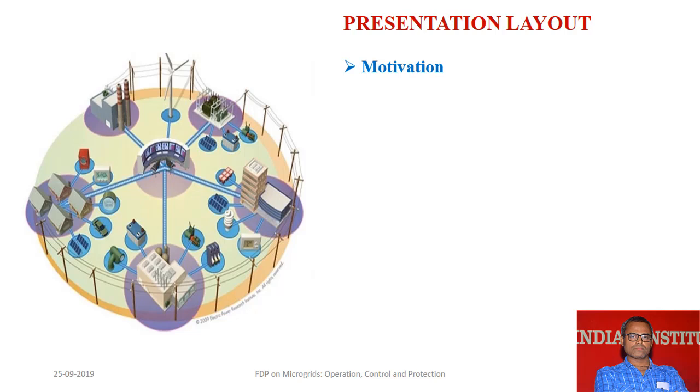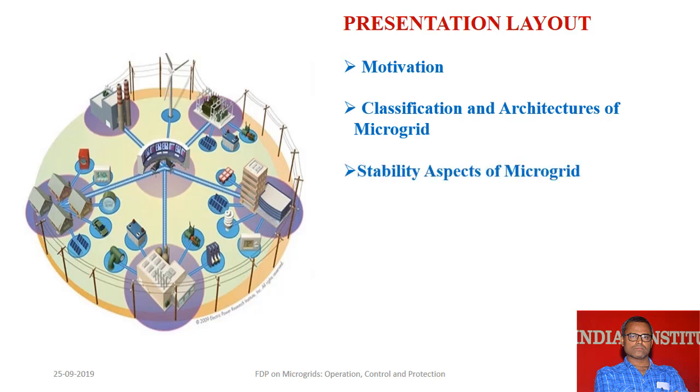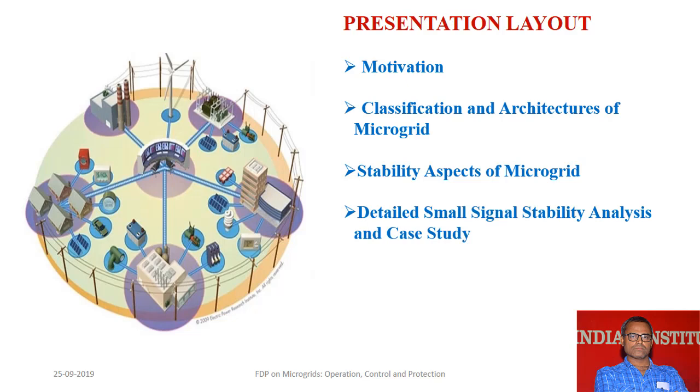So my presentation layout is like this. We'll have a little bit of introduction, then classification and architectures of microgrid, which I think nobody has covered. I will tell briefly, and then stability aspects of microgrid. What are the stability aspects? Then we'll talk about a detailed small signal stability analysis and a case study. Then I'll talk a little bit of introduction to protection. In another lecture, a little more will be covered, and then we'll conclude and summarize the talk.